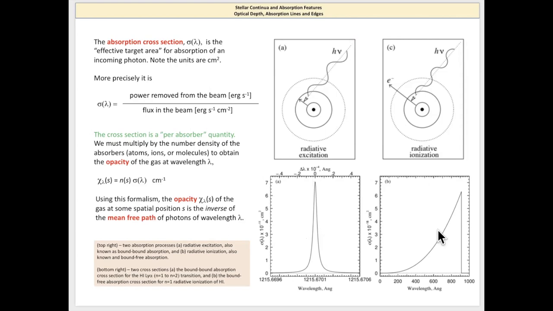This one is for Lyman alpha absorption, or I should say Lyman hydrogen absorption. There's also one for if I have an N equals 2 Balmer hydrogens, I have also a different cross-section. It looks very much like this. The peak is different. The behavior of the wavelength decay is slightly different, but it looks pretty much qualitatively the same. So each transition has its own cross-section.